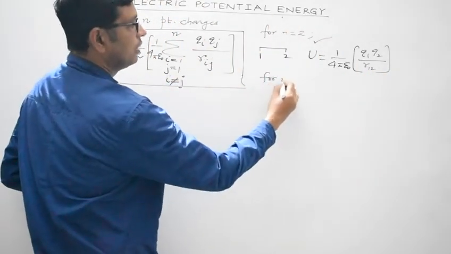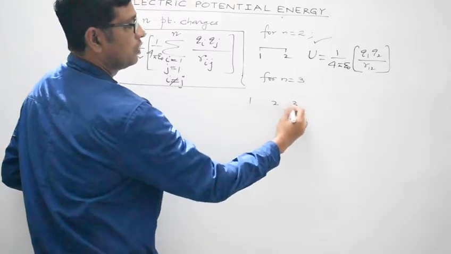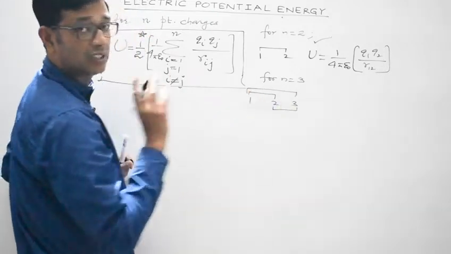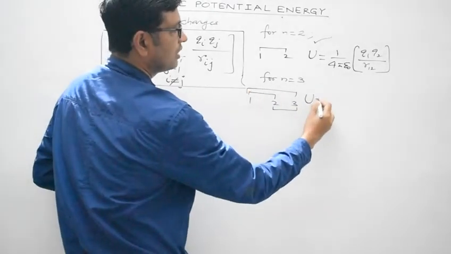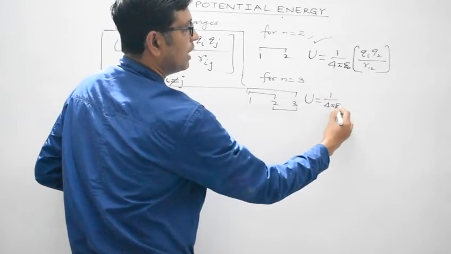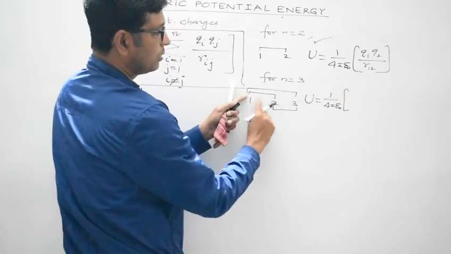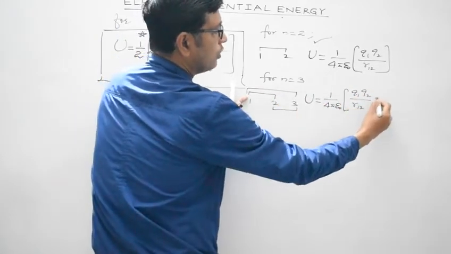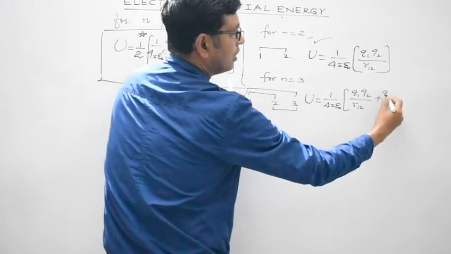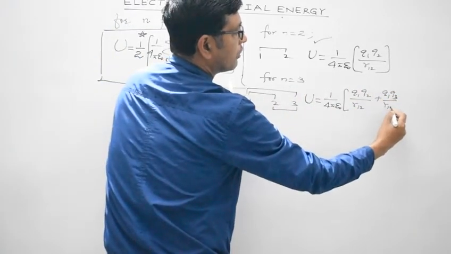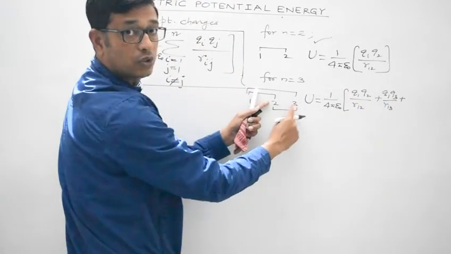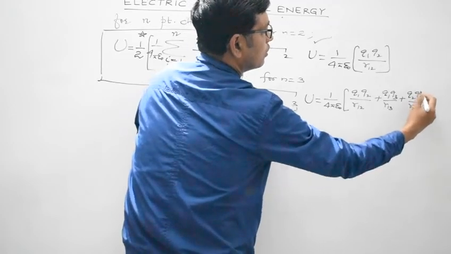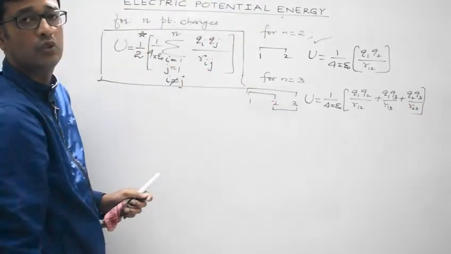For n equals to 3, these are the 3 charges. What are the combinations? 1, 2, 1, 3, 2, 3. These are the 3 possible combinations. So in this case, the potential energy would be 1 over 4 pi epsilon. Look, we'll consider Q1, Q2 divided by the separation between them, that is R12. Then we can consider 1, 3, so it will be Q1, Q3 divided by R13, plus the term left, that is Q2, Q3 divided by R23. So this is how you can derive the formula.